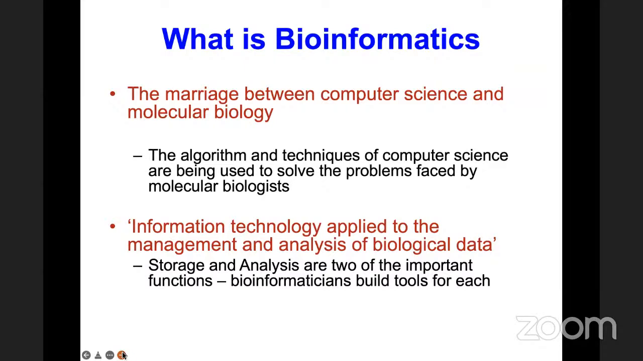But the beauty is that we are using this biotechnology knowledge and the data set or the observations to draw some innovative conclusions using software, like computer science. And the software is basically based on algorithms. So it is used to solve the problems faced by molecular biologists using the algorithms and techniques of computer science.